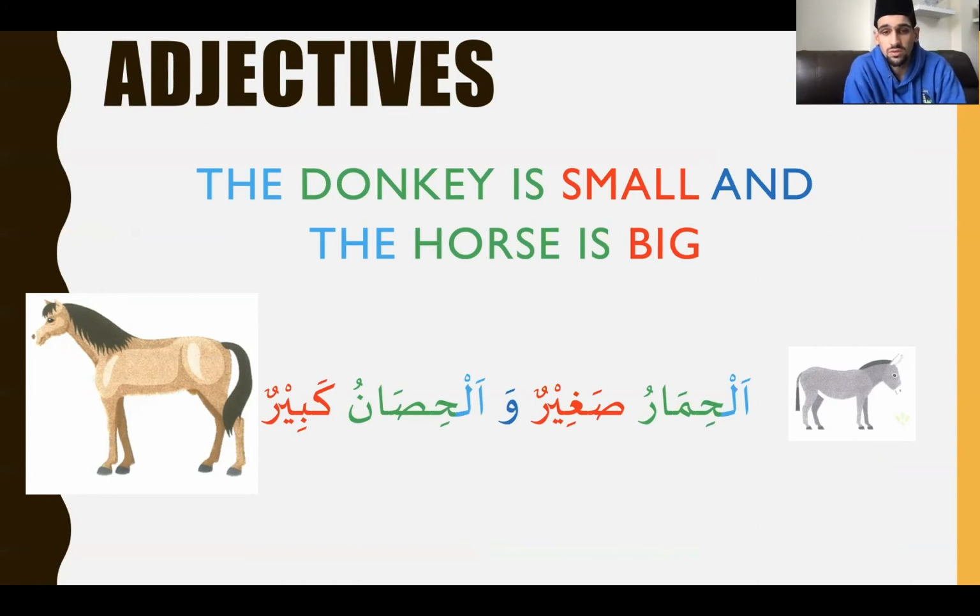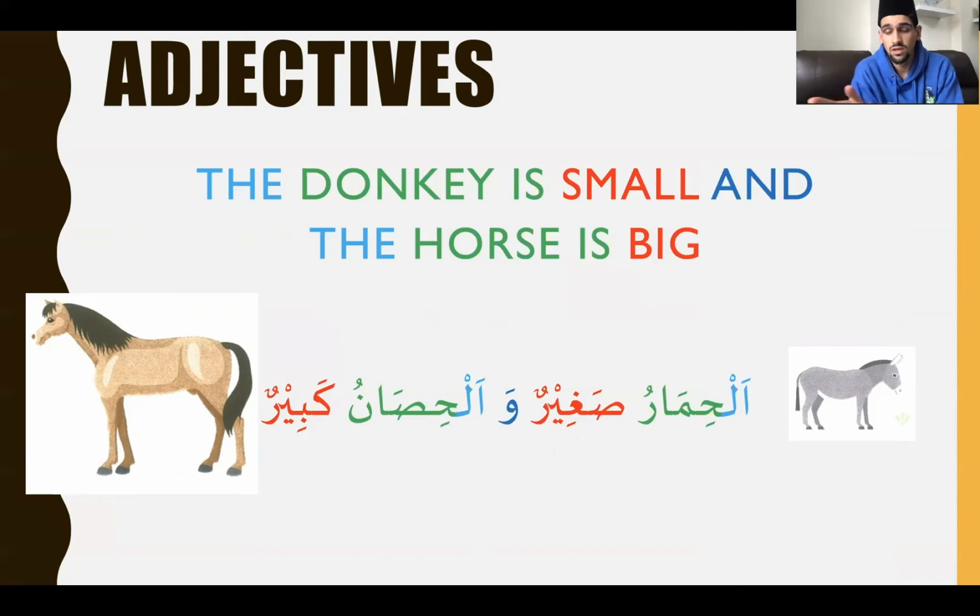الحمار صغير والحصان كبير. So we've used another technique which we've done before, which is using wa, meaning and. So we've just connected the two. When you use wa, as you can see, I connected it. So والحصان كبير. You can say wa al-hisanu kabirun, but just for the sake of ease, making it easier for you to say it, you can say wal hisanu kabirun.